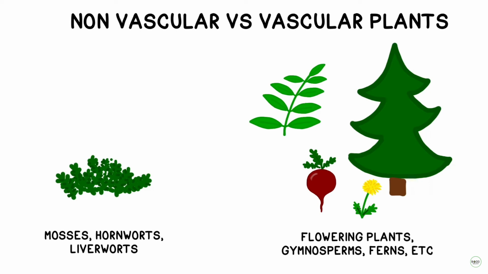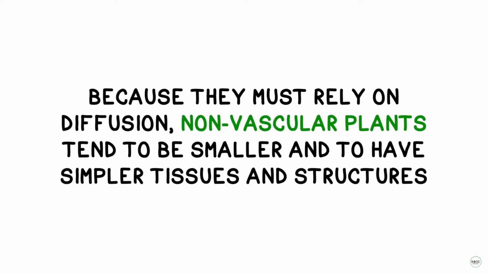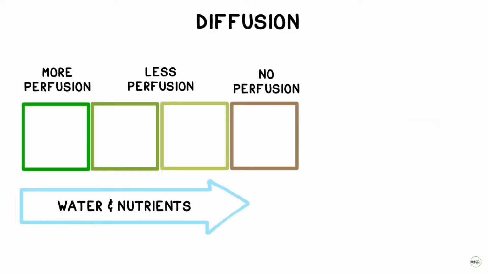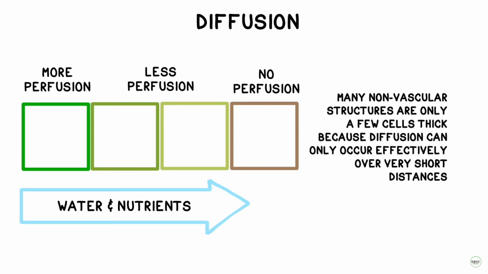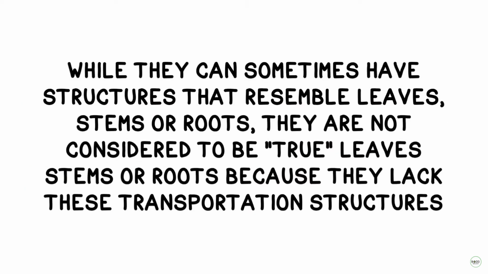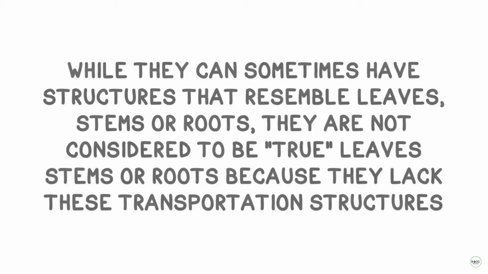Non-vascular plants such as mosses, hornworts, and liverworts do not have a system of xylem and phloem tubes to transport materials around the plant. Because they must rely on diffusion, these plants tend to be smaller and to have simpler tissues and structures. Many of these structures are only a few cells thick because diffusion can only occur effectively over very short distances. While they can sometimes have structures that somewhat resemble leaves, stems, or roots, they're not considered to be true leaves, stems, or roots because they lack these crucial transportation structures.